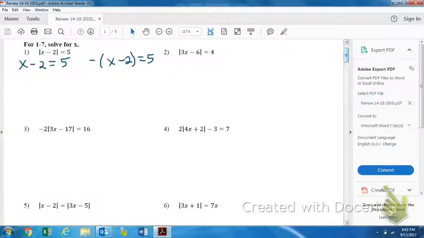Okay, so then on this one, we're going to solve this one first. You add 2 to both sides. X equals 7. And then we're going to go to the negative.